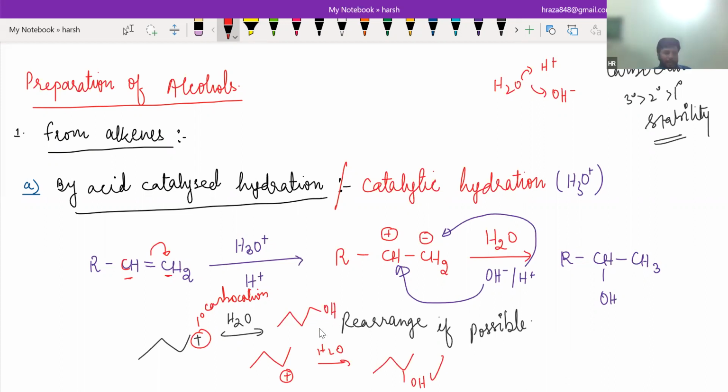So whenever there is a situation where carbocation formation takes place, first of all, you are going to check if there is a possible rearrangement. So you can do rearrangement. Please write it, and then I'm going to explain the mechanism.